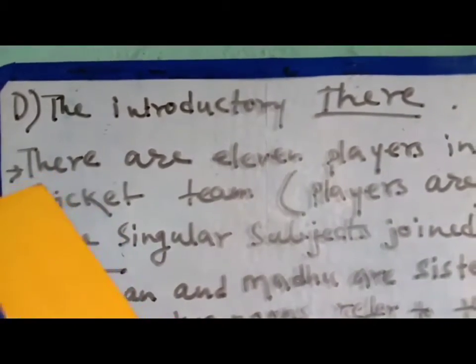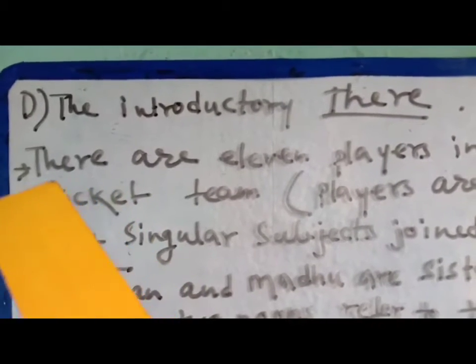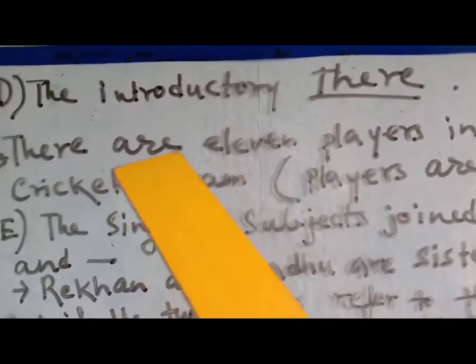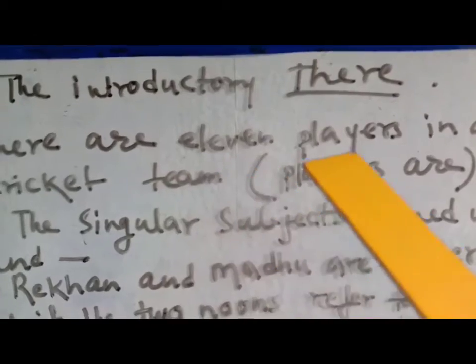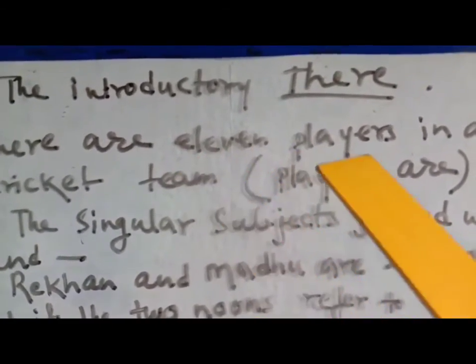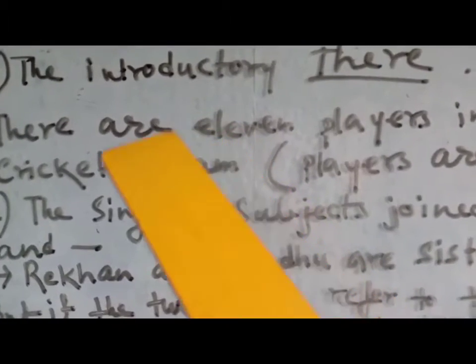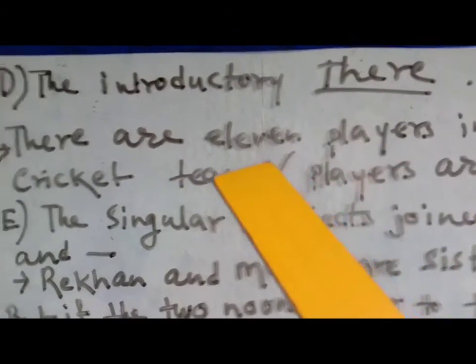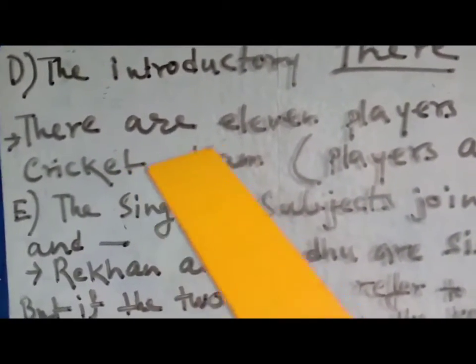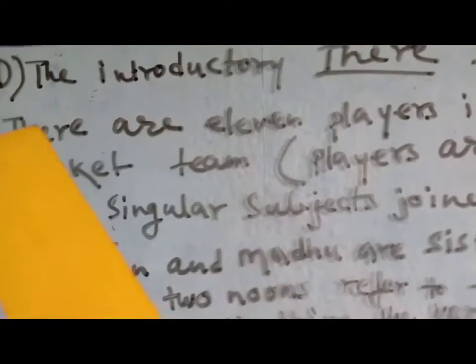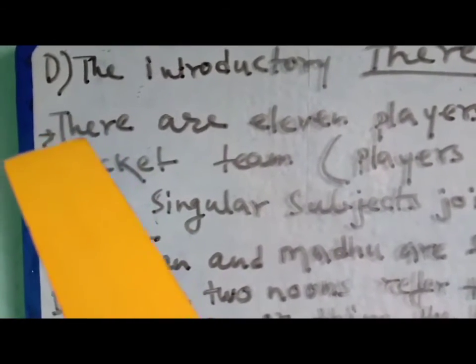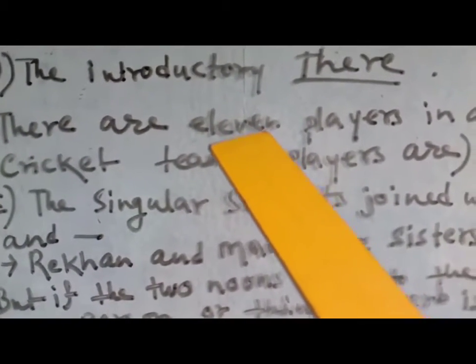So you see this one, this is "there". Clear? "There" is the introductory word of the sentence, then the verb, and the real subject of the sentence, that is 11 players. This is the subject of the sentence, and it is placed after the verb. Generally the subjects are placed before the verb, but in the case of introductory "there", first "there" should be in the beginning, then the verb and then the subject of the sentence.